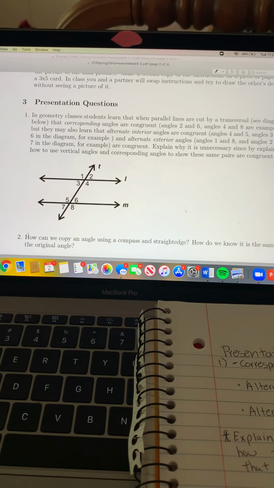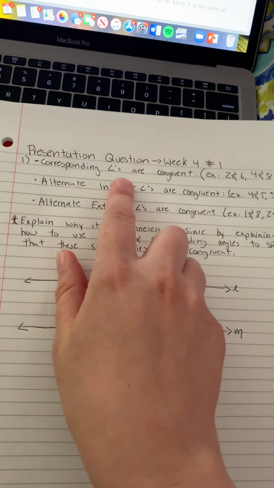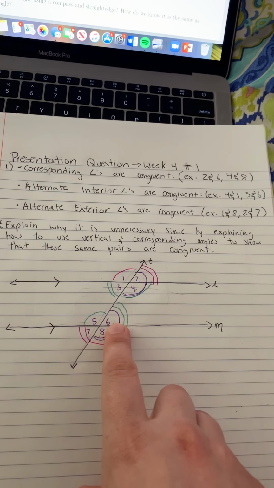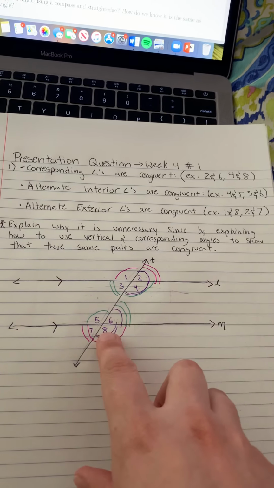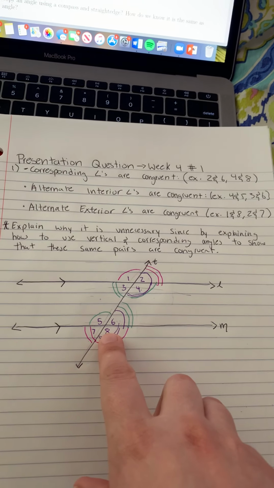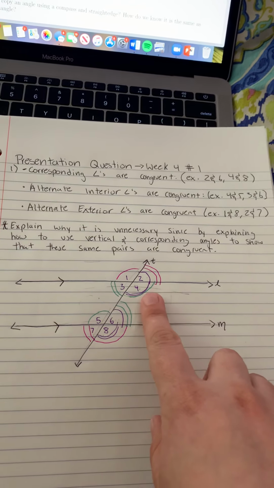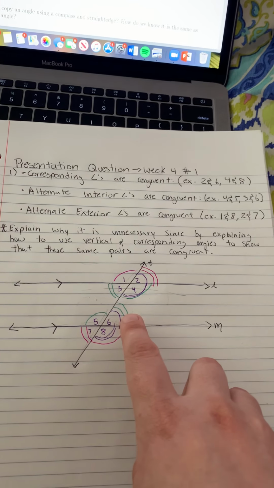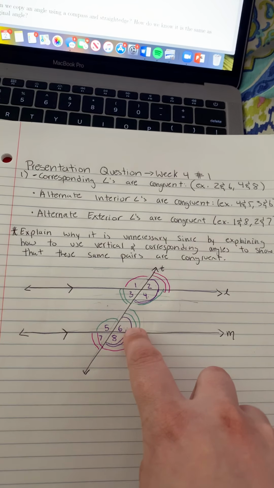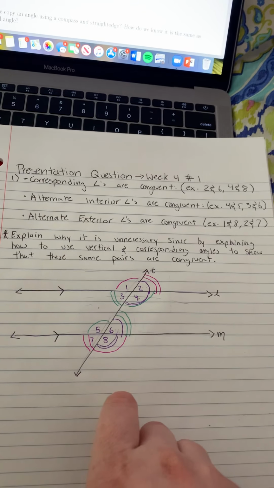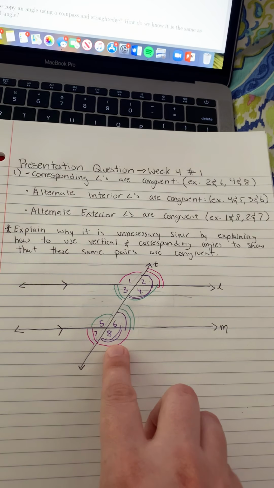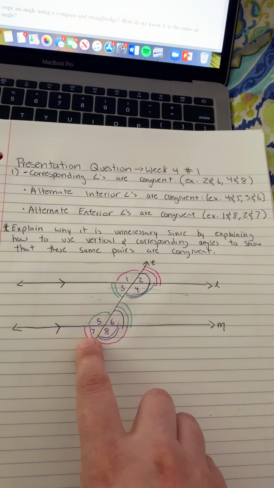Okay, so I wrote down that our corresponding angles are 2 and 6. I did purple for corresponding angles, 2 and 6, and 4 and 8. And then for alternate interior angles, I did green, 4 and 5, and 3 and 6. And then for alternate exterior angles, I did pink. I showed that 1 and 8 are congruent, and 2 and 7 are congruent.